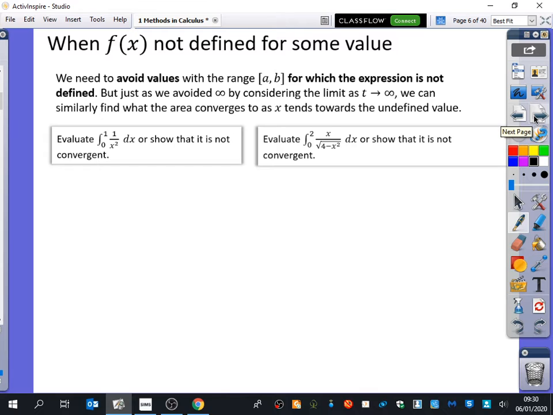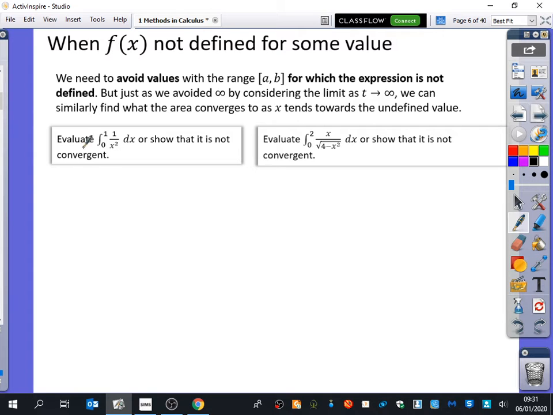Okay, so now we're going to look at some of them where f of x is not defined for some value. Like in the first example that we had at the very beginning of the lesson, where it was not defined in that central part. So it says here, we need to avoid values within the range a to b for which the expression is not defined. But just as we avoided infinity by considering the limit as t goes to infinity, we can similarly find what the area converges to as x tends towards the undefined value.